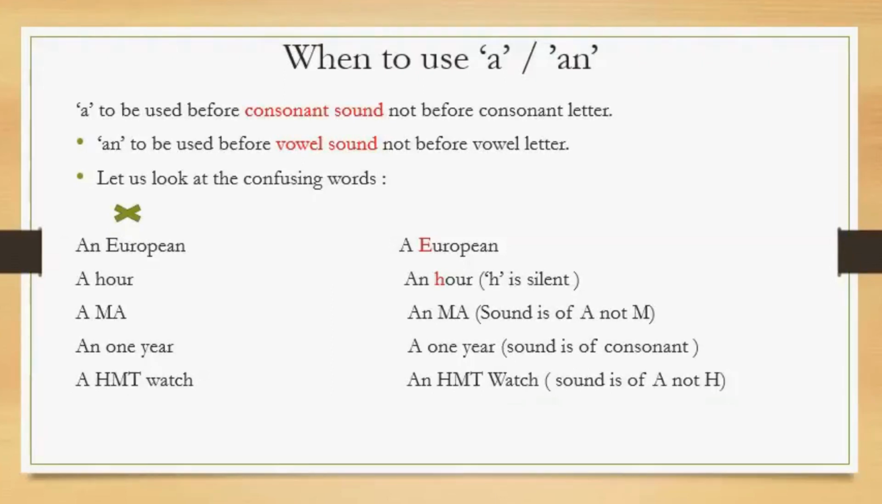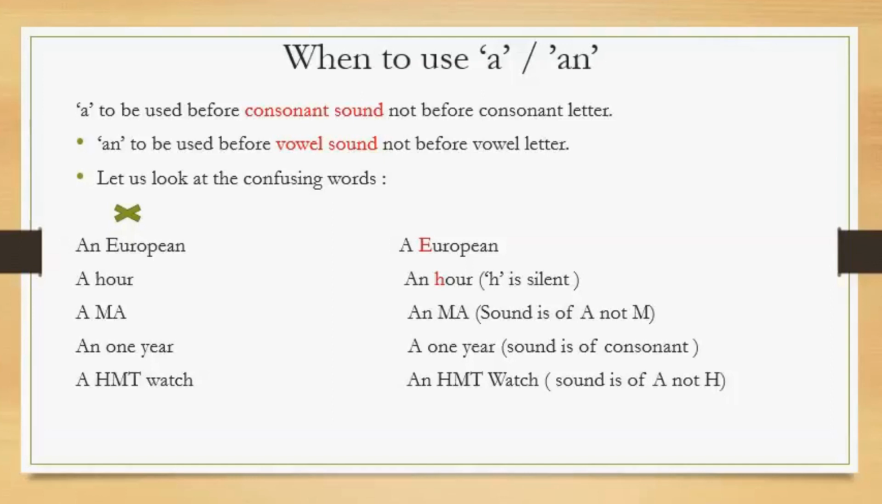A MA. Seeing M, students put a here. Again, it is wrong. It is an MA. The sound of MA, the A sound is clearly heard. So, it is a vowel sound. If it is a vowel sound, then we have to use an. And one ear. Vowel O is there. Vowel letter, but not vowel sound. So it should be a one ear.